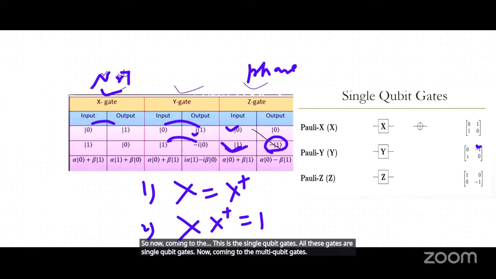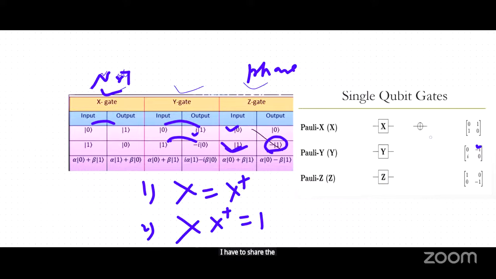For the multi-qubit gates, I have to share the presentation.